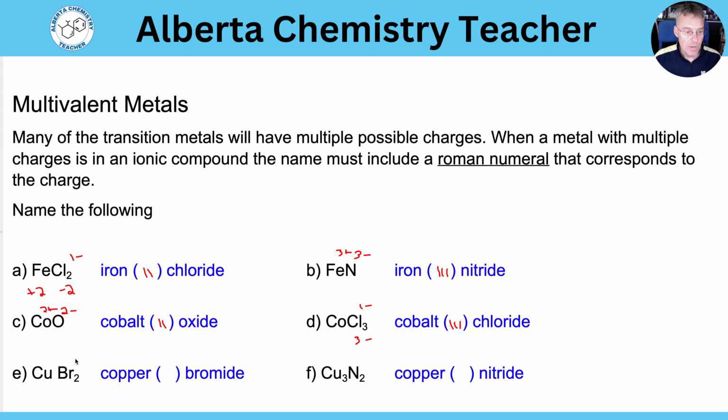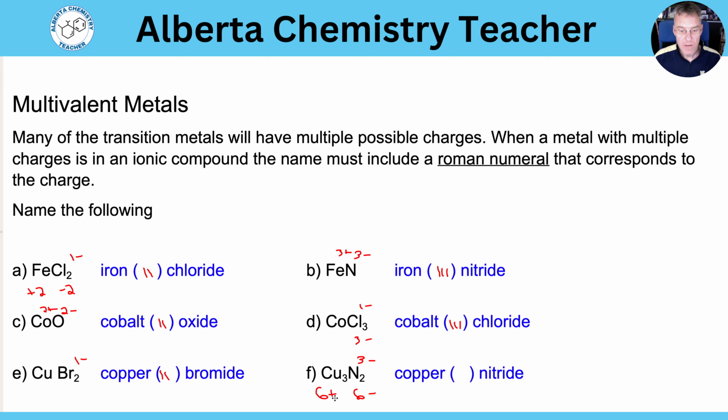Copper and bromide. Bromide is minus 1, so there's 2 of them, so that's minus 2 in total. 1 copper, so that has to be plus 2. Now we've got more subscripts, a little bit more work to do, but the same process. Nitrogen is 3 minus. There's 2 of them, so in total there's 6 minus. So that means the coppers have to be 6 plus.